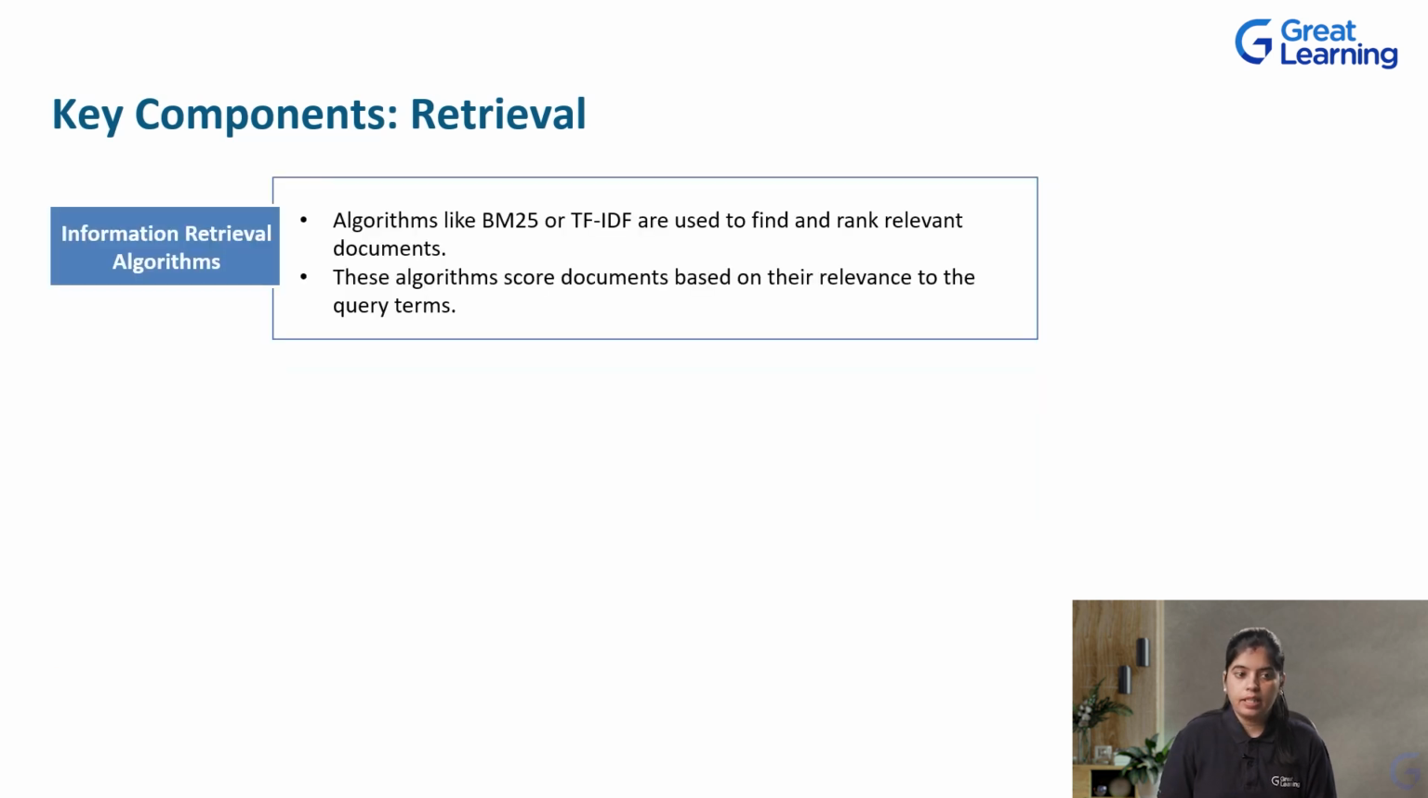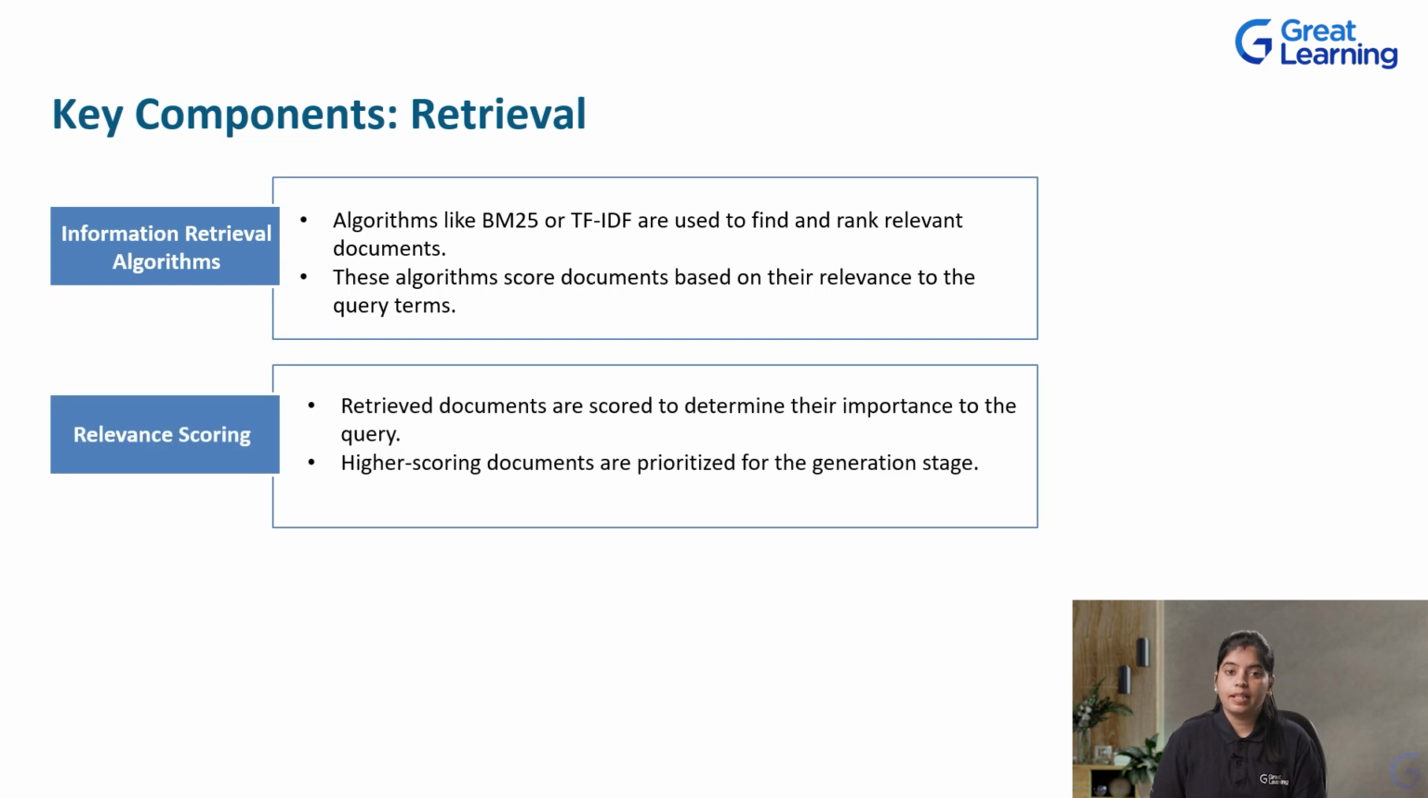The next one is information retrieval algorithm. As you can see over here, algorithms like BM25 or TF-IDF are used to find and rank relevant documents. Relevant documents, as you already know, are those more relatable to the query of the user. So these algorithms score documents based on their relevance to the query terms, and based on that only we can say that yes, we are getting the accurate response, because only more relatable things can show you the final accurate response.